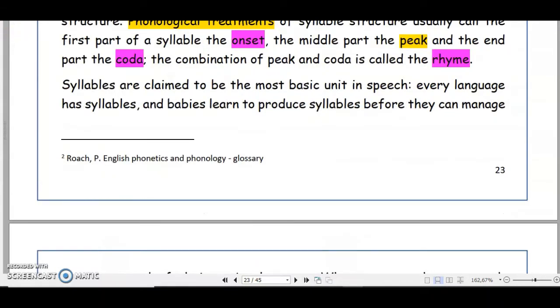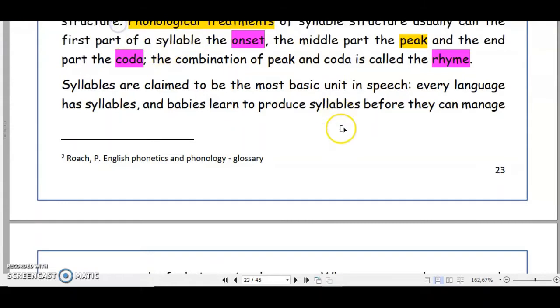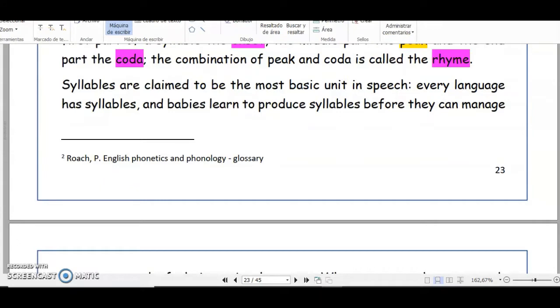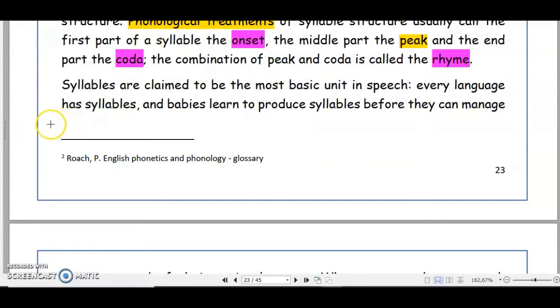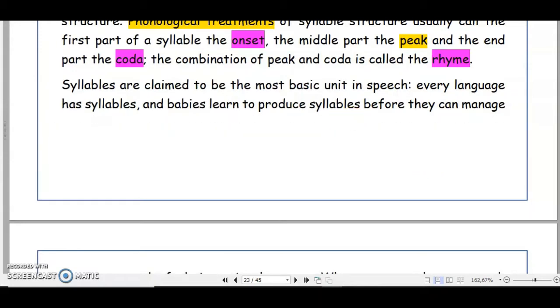Okay, so let's give some examples. Let me see if I can write here in this white part. Let's erase this so I can use it as a board, okay? Okay, let's use it as a board. So we were saying the different parts of the syllable structure, okay? So onset, peak, and coda are parts of the structure of the syllable. So let's have some kind of example.